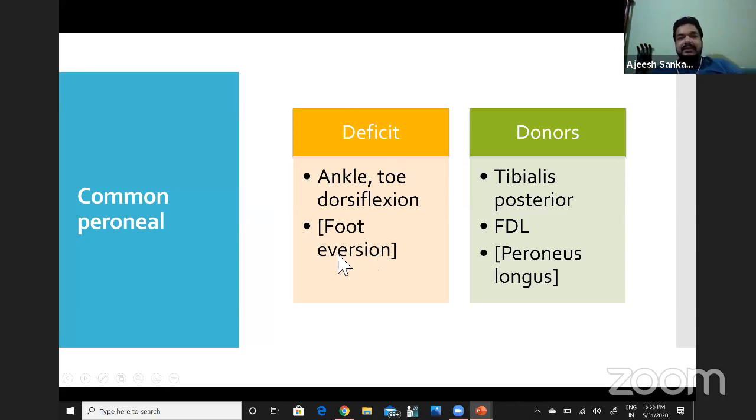And you may have a weakness of foot eversion. If it is an isolated deep peroneal injury, the foot eversion may be spared because the superficial peroneal would be spared. And the donors available then would be usually, the most common one is the tibialis posterior. The FDL is sometimes used along with the tibialis posterior. And as we said, if the superficial peroneal nerve is not injured, the peroneus longus is also an available donor.